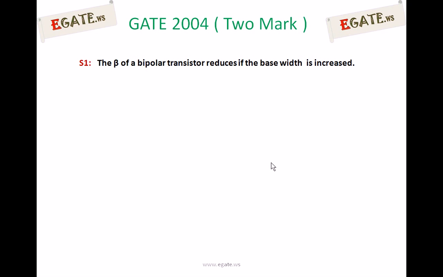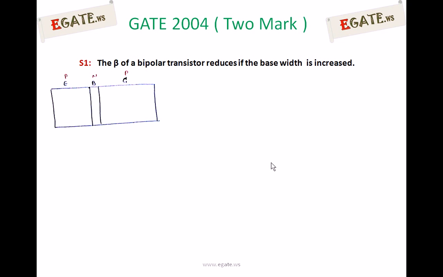This is statement 1. The beta of a bipolar transistor reduces if the base width is increased. So, if base width increases, what happens to beta? Let us assume we are going with a PNP transistor. A transistor consists of three terminals: emitter, base and collector. Emitter and collector are P type and base is N type.